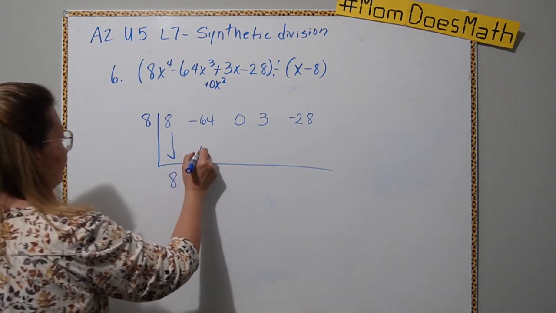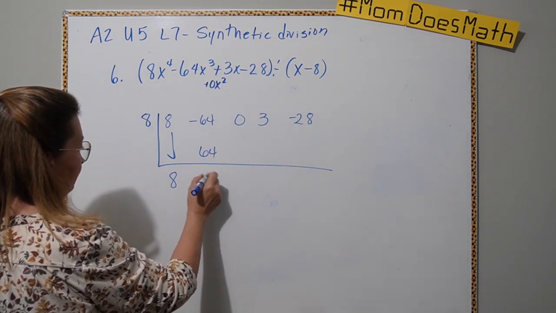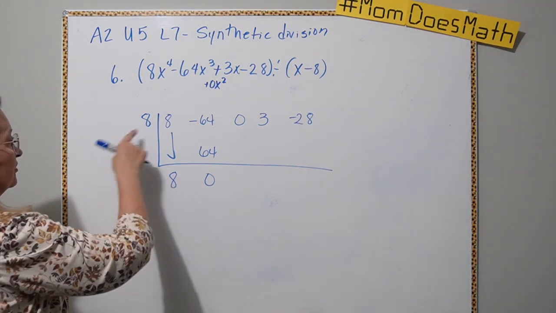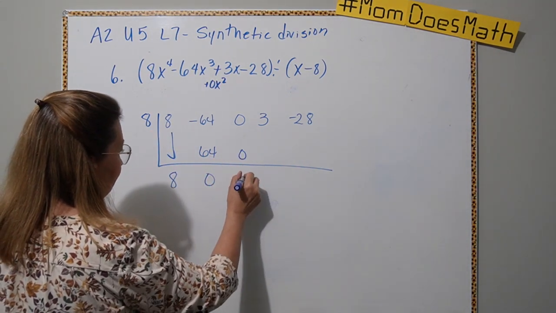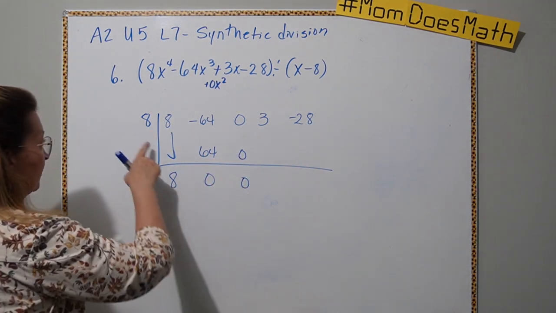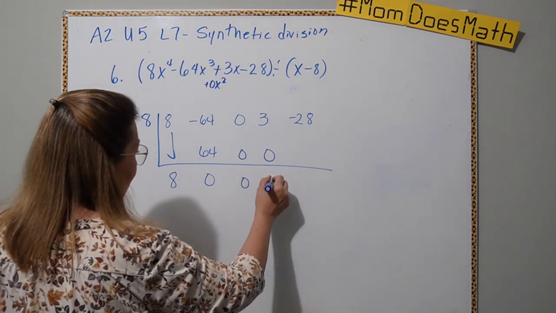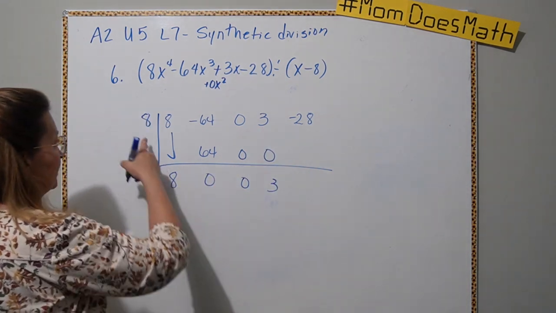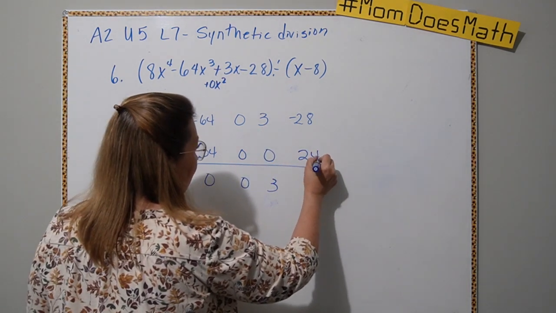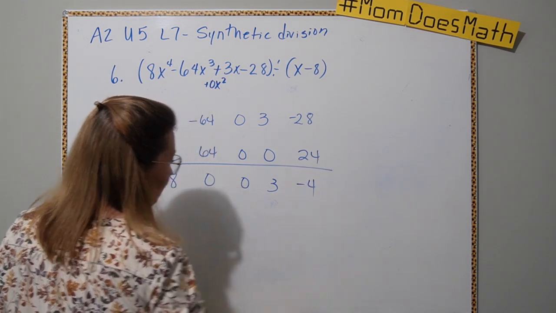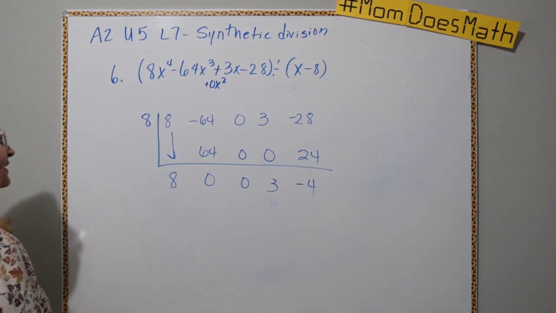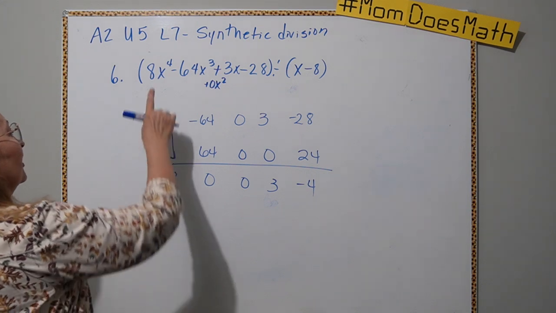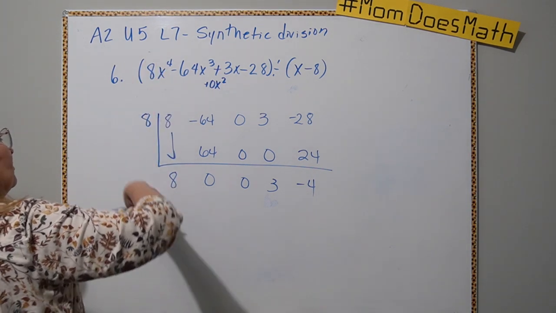8 times 8 is 64, and you add, gives you 0. 0 times 8 is 0, and you add, gives you 0. 0 times 8 is 0, and you add, gives you 3. 3 times 8 is 24, and you add, gives you -4. Wasn't that easy? All right, so now go to your highest exponent, and let's back it down.